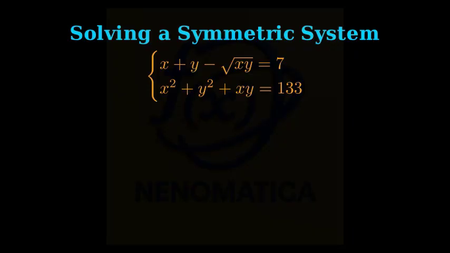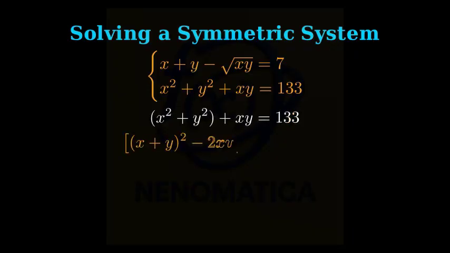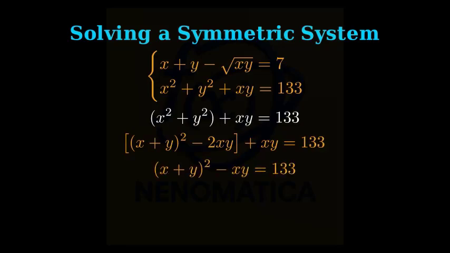First, rewrite x squared plus y squared as the square of the sum minus 2xy. Then add the extra xy to combine like terms. Now view this as a difference of squares. The first square is x plus y squared, and the second square is the square of the square root of xy. That factors into the product of two conjugates.